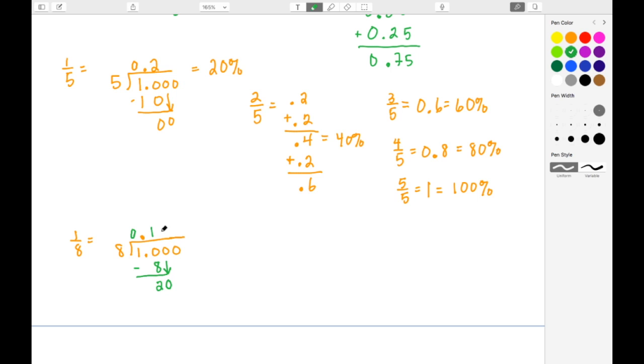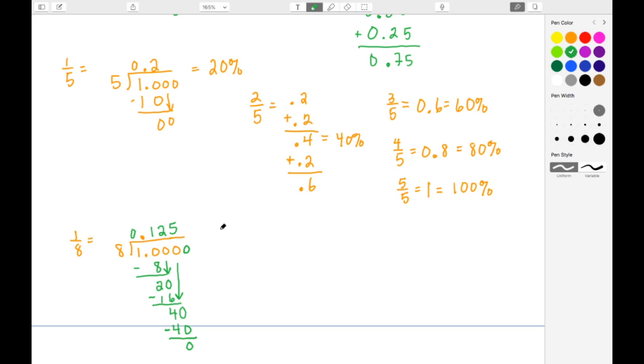20 divided by 8 is 2. 2 times 8 is 16. 20 minus 16 is 4. And then I bring down the 0. 40 divided by 8 is 5. 5 times 8 is 40. Do my subtraction, and here I'm at 0. If I were to bring down a number, I'd have to add a 0 and bring it down. We know that's not going to impact the answer. So here we see that 1/8 is the same thing as 125 thousandths.